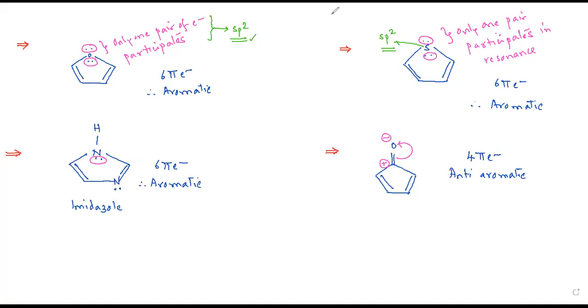Now, if you consider this, this is cyclopentadiene. When treated with butyl lithium, it's an alkyl lithium, lithium gets positive charge and butyl group gets negative charge. Just like the Grignard reagents, these are also organometallics.